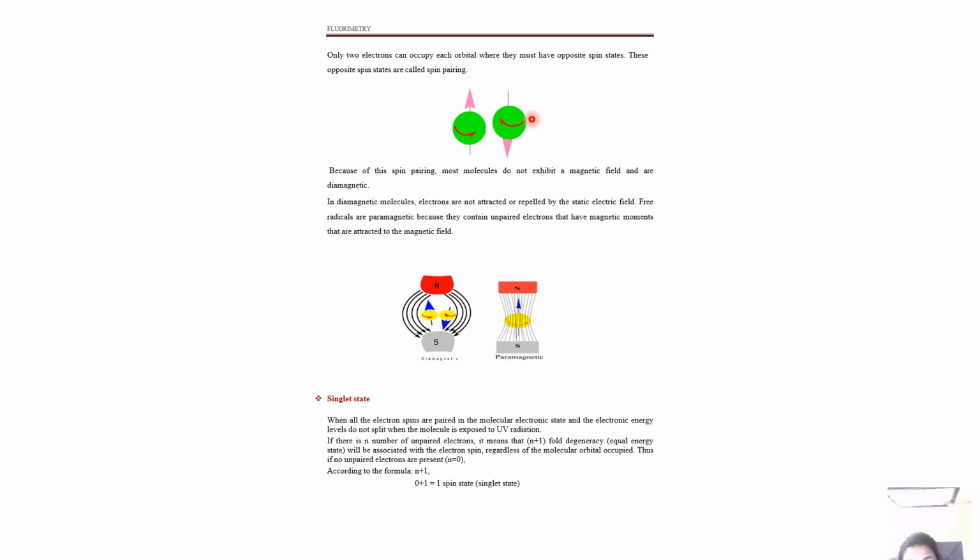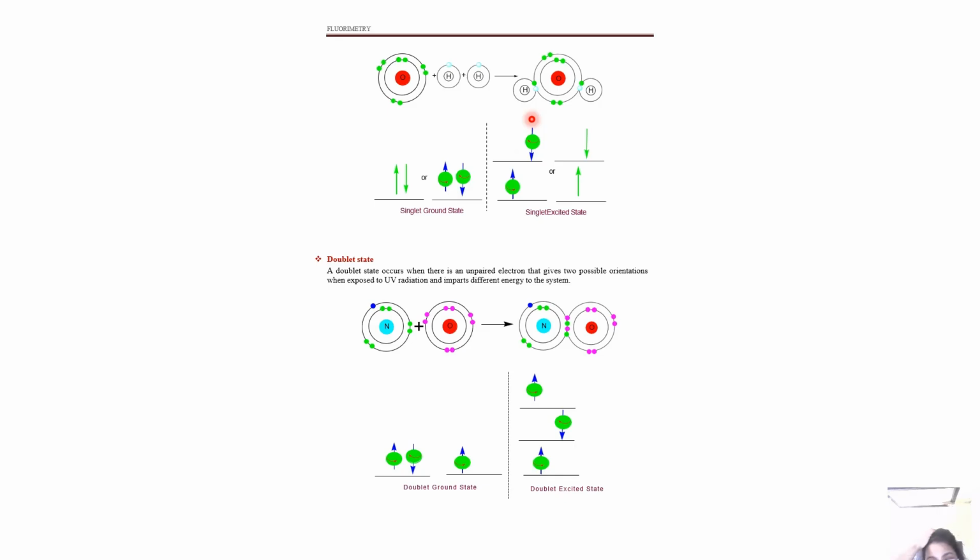So if there is an n number of unpaired electrons, it means that n plus 1 fold degeneracy, equal energy state, will be associated with the electron spin regardless of the molecular orbital occupied. Thus, if no unpaired electrons are present, n equals 0. So according to the formula, n plus 1 spin state. If you can see for the doublet state, a doublet state occurs where there is an unpaired electron that gives two possible orientations when exposed to UV radiation and imparts different energy to the system.